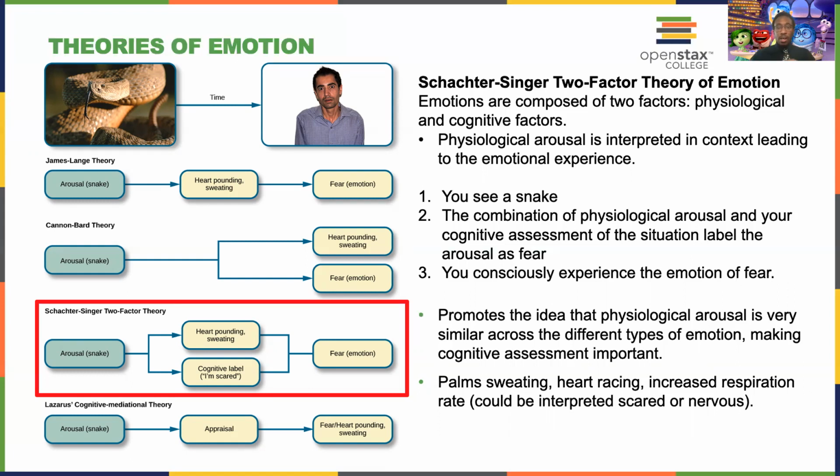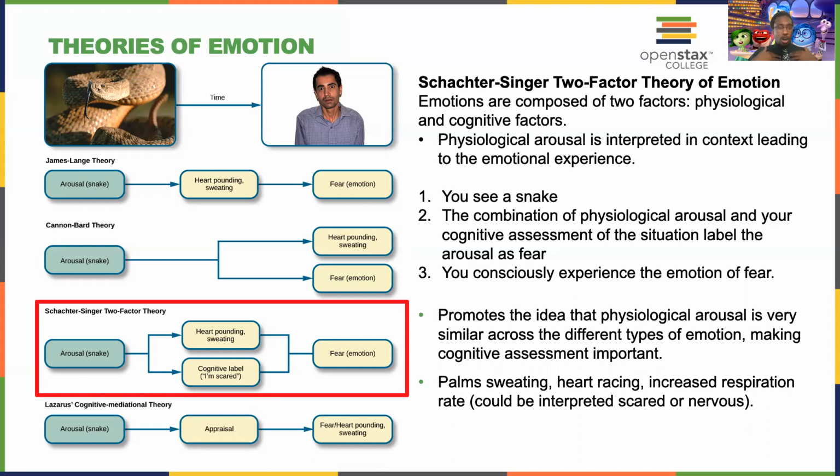And this is a very important, more modern theory because it really promotes the idea that physiological arousal can be very similar across different types of emotions. So your heart rate will increase if you see someone that you really want to impress, or if you're scared of something. Both of those could cause your heart rate to increase.